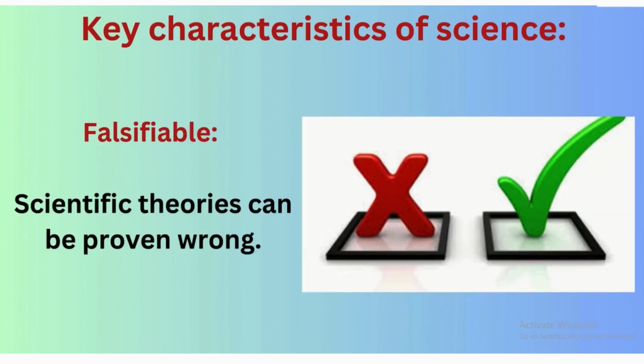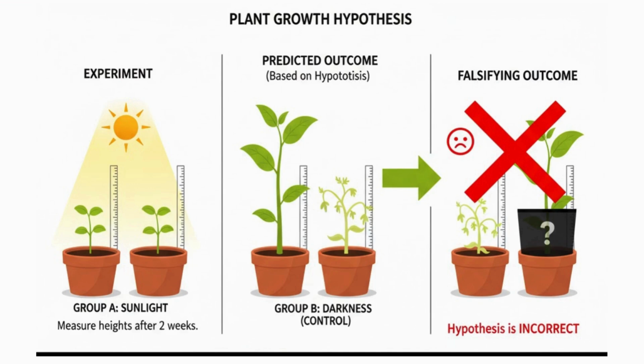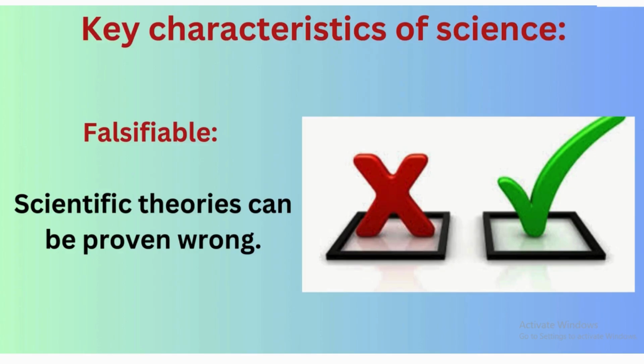The third characteristic of science is the falsifiable test. By definition, scientific theories can be proven wrong. This can be explained with an example: we take two groups of the same type of plant, group A gets sunlight while group B is kept in darkness, for example the control condition. Then we measure their height after a set of time. Group A with the sunlight grows taller than group B in the darkness. If group A had grown the same height as group B in the darkened condition, the theory would be proven wrong. This explains the previous definition, that scientific theories can be proven wrong.